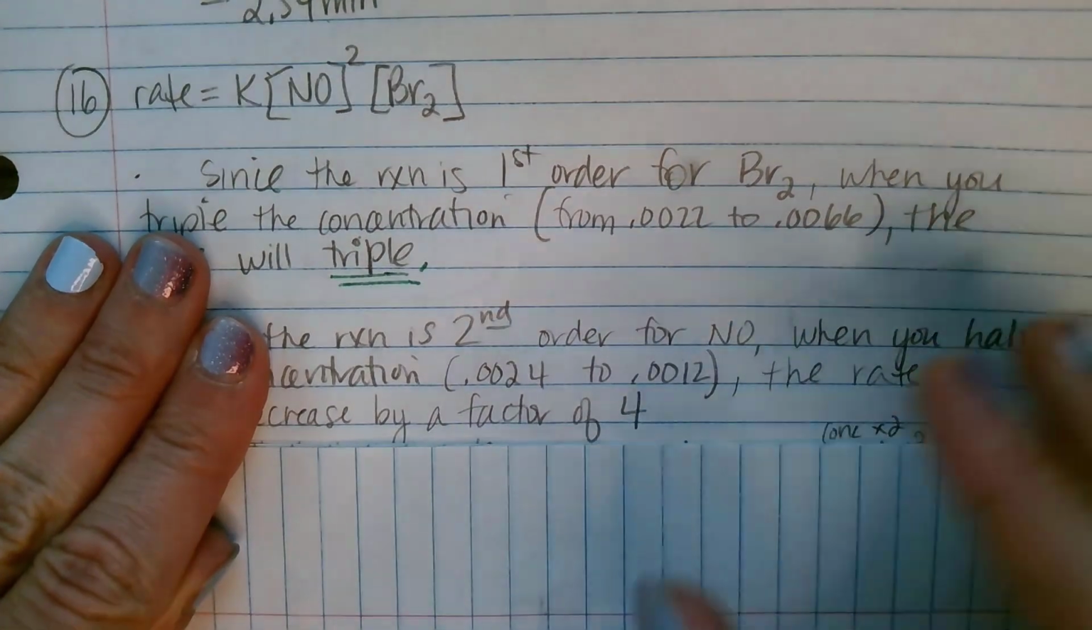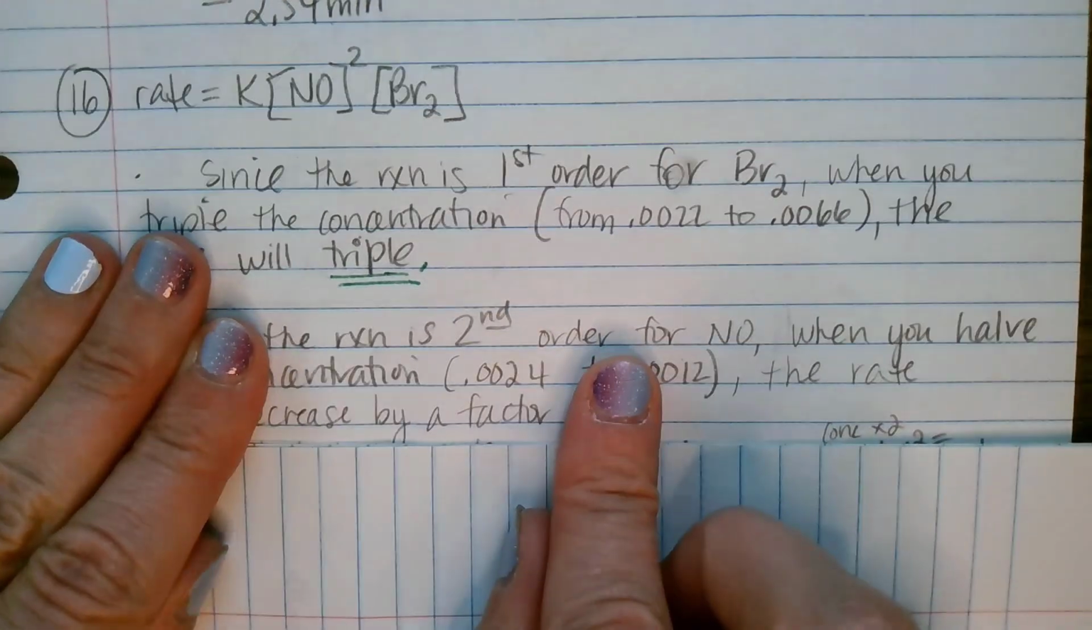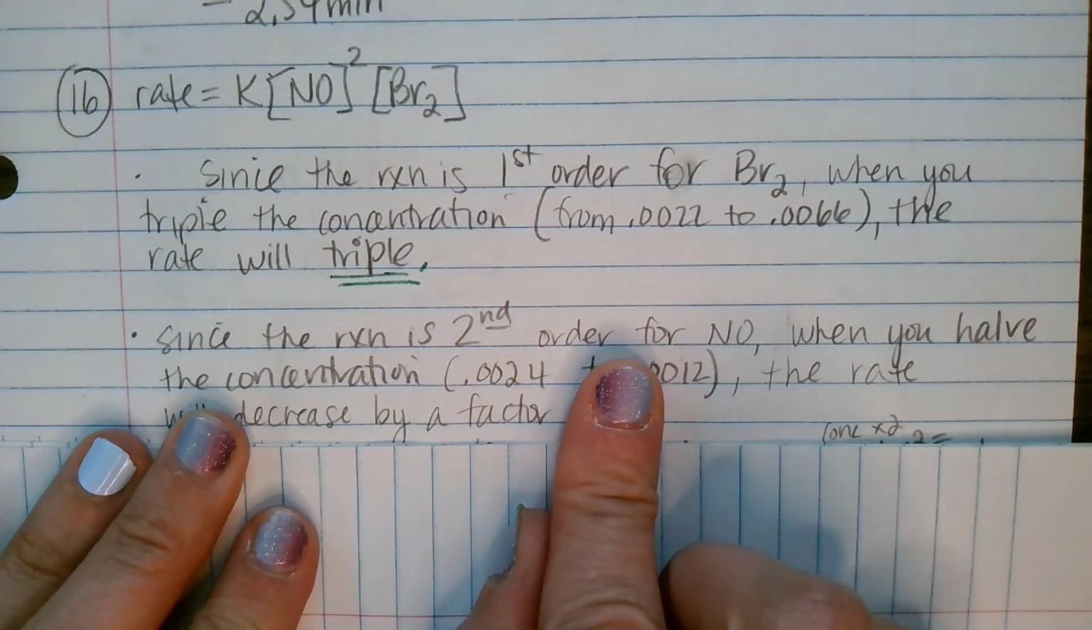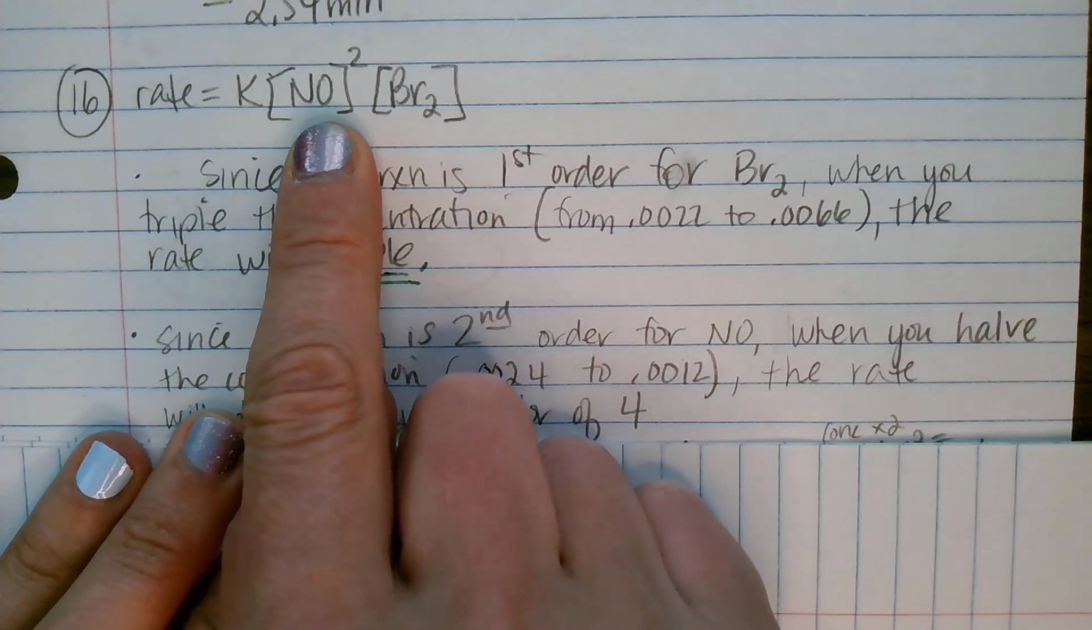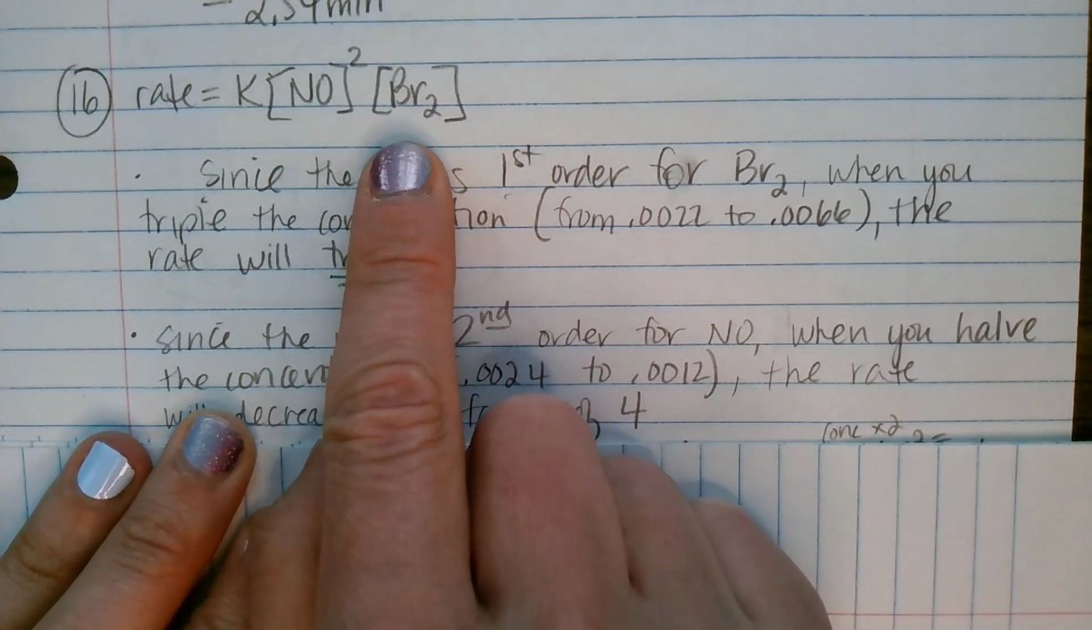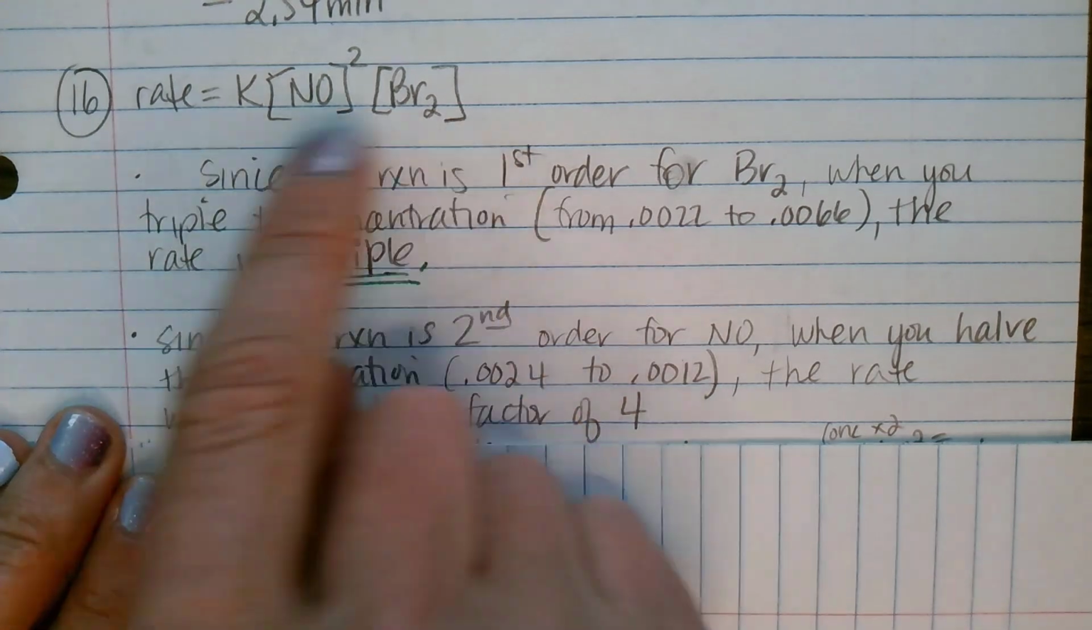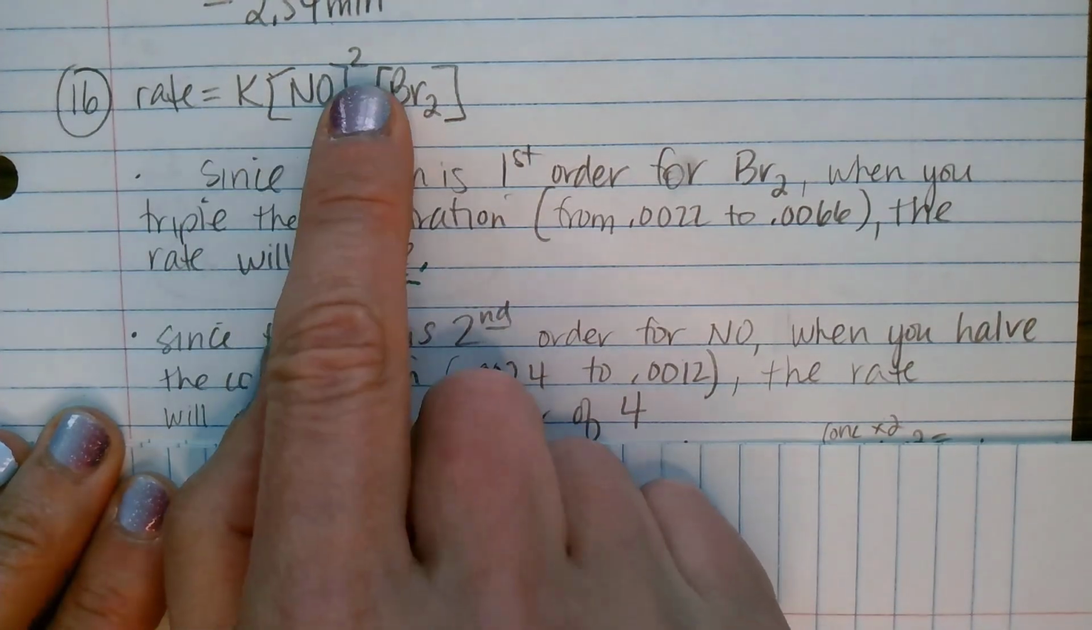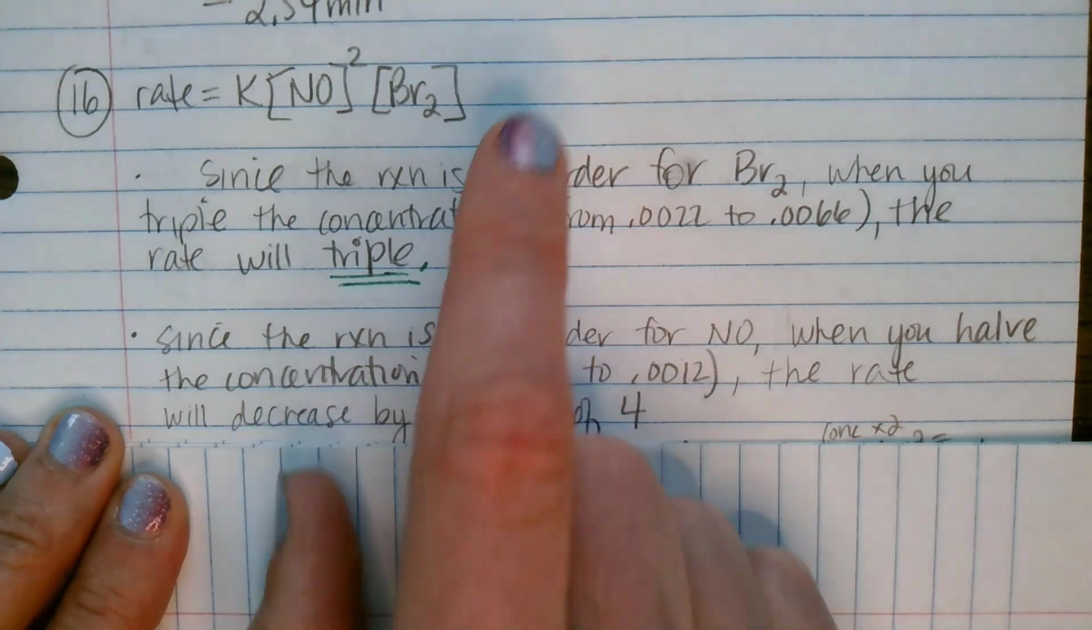For number 16, we're told right in the problem that experiments show that this reaction is second order for NO and first order for Br2. So that's our rate equation. Rate is equal to k times NO squared, Br2 to the first power.